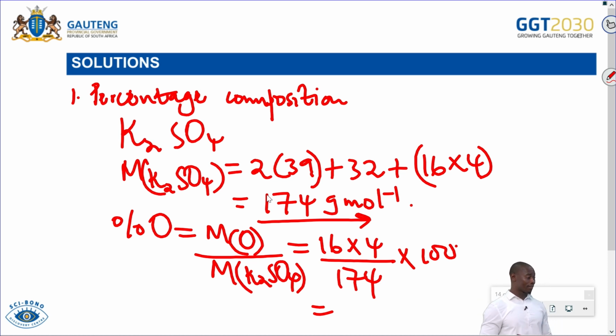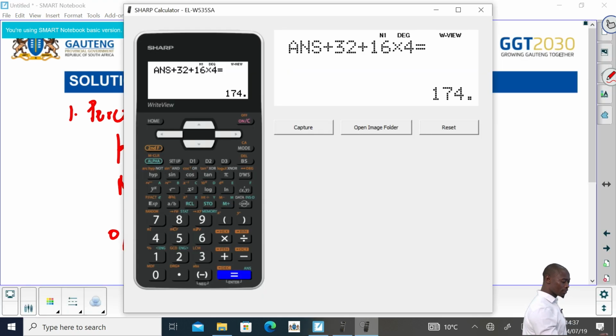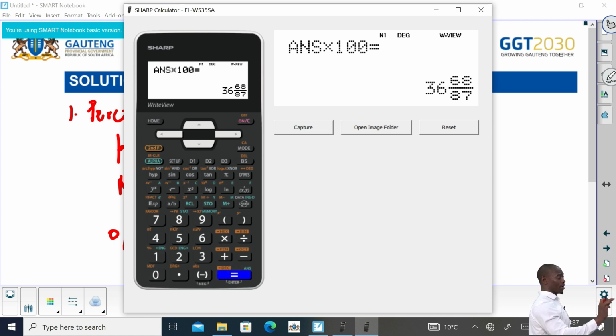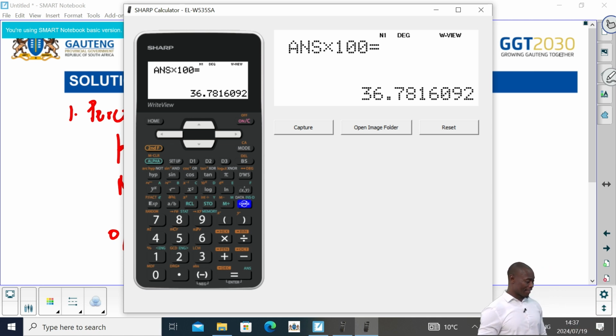So it's 16 times 4, which is 64. So we have 64 divided by 174, multiplied by 100. What are we having here? It's 36.78.